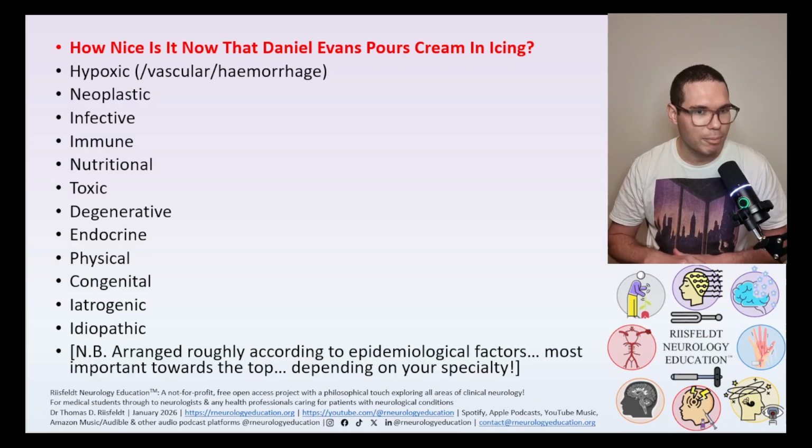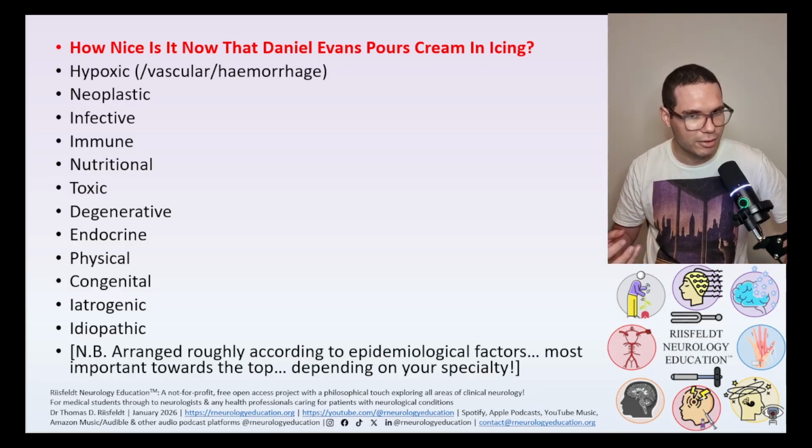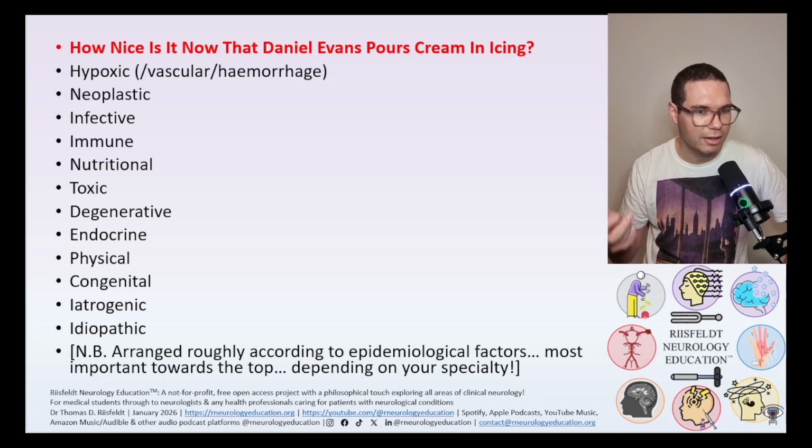So I'll just say it one more time. How nice is it now that Daniel Evans pours cream in icing, for hypoxic, neoplastic, infective, immune, nutritional, toxic, degenerative, endocrine, physical, congenital, iatrogenic, idiopathic?